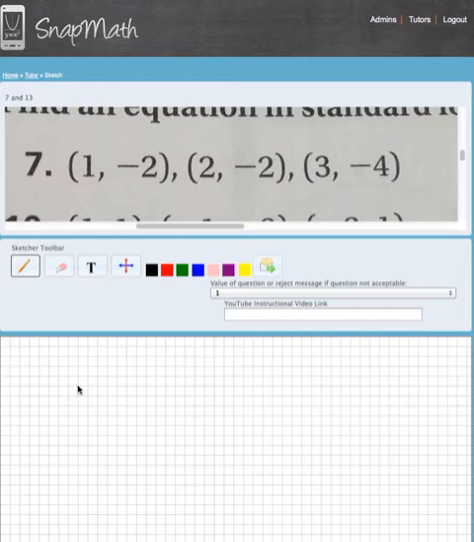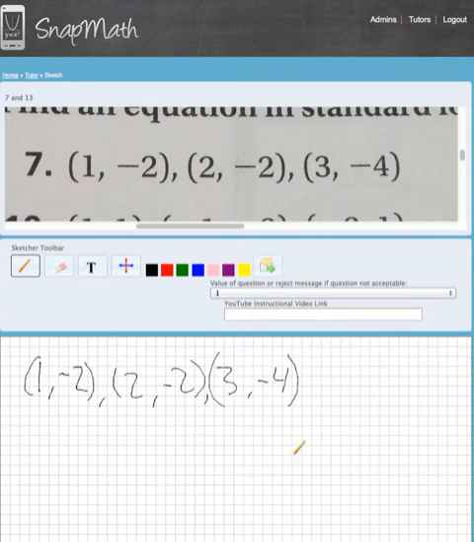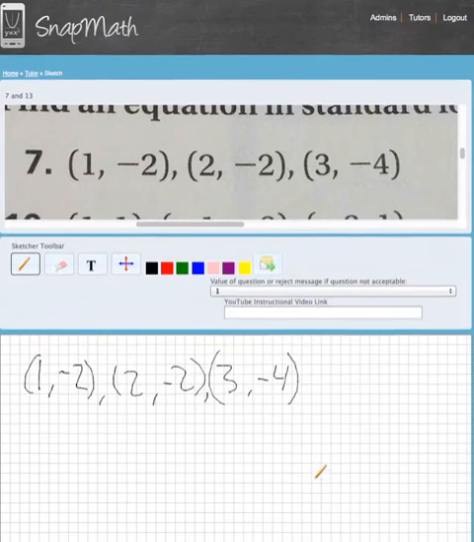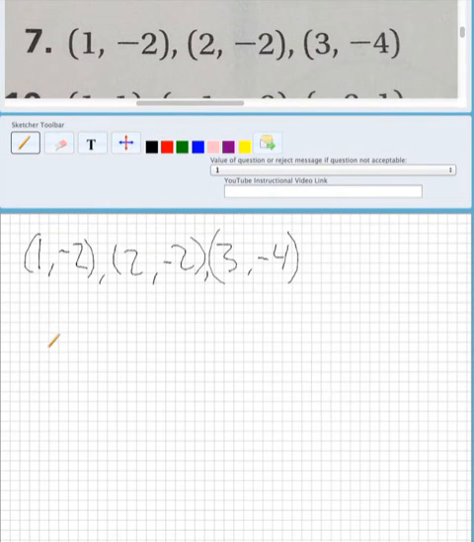So we're trying to put these points, (1, -2), (2, -2), and (3, -4) into a quadratic equation. What we're going to set up, I'm going to use standard form, ax squared plus bx plus c.